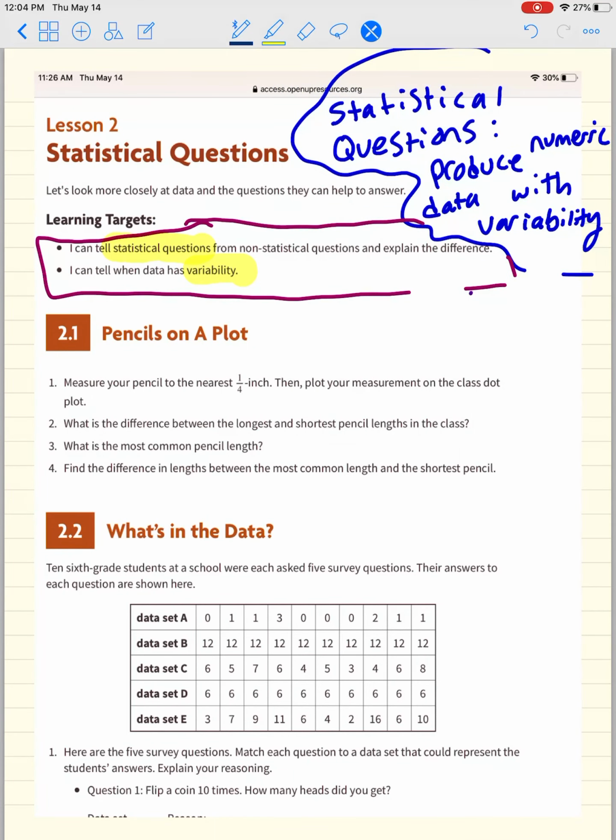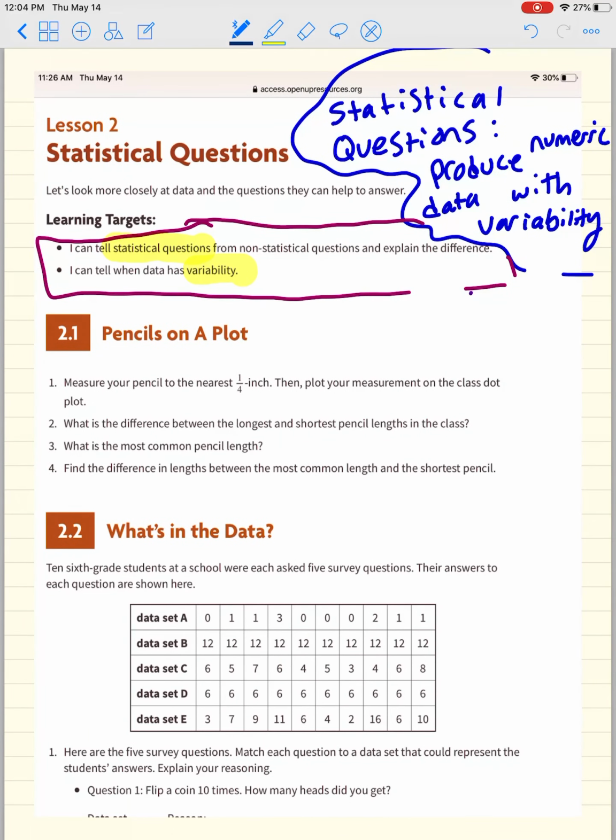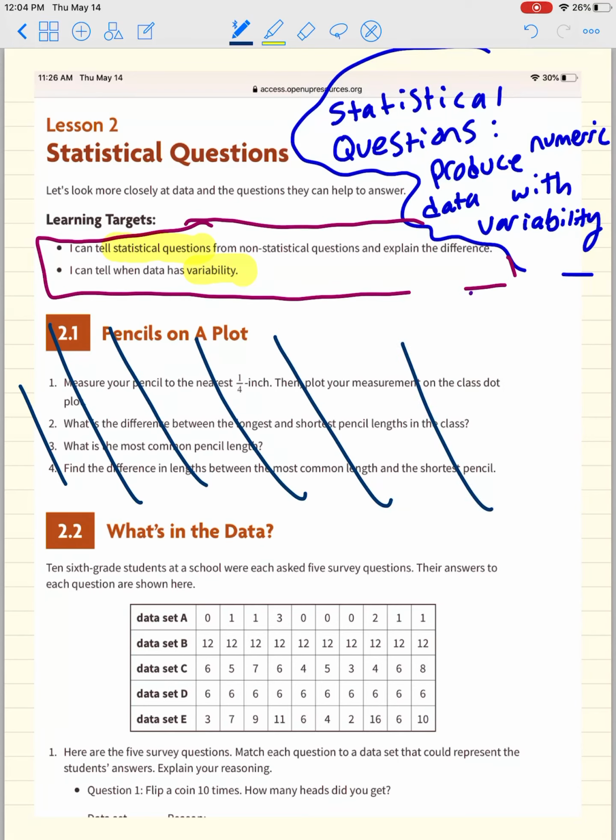I'm actually going to have you guys skip 2.1 completely, because we can't really do that on our own because it involves all of us collecting data. So let's just go ahead and start with 2.2. What is in the data? It says that 10 sixth grade students at a school were each asked 5 questions. Their answers to each question are shown here.